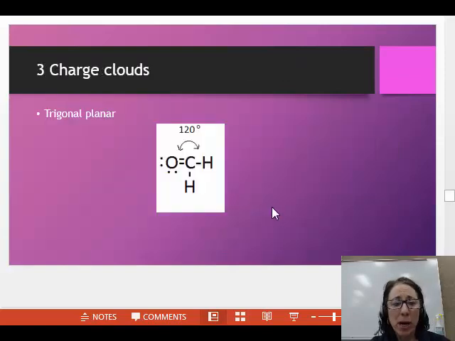Don't be fooled by the Lewis dot structure. We tend to draw bond angles as multiples of 90 degrees, which will not be correct for any of our structures except possibly linear molecules. So these bonds are drawn at 90-degree angles, but in actuality they're 120.